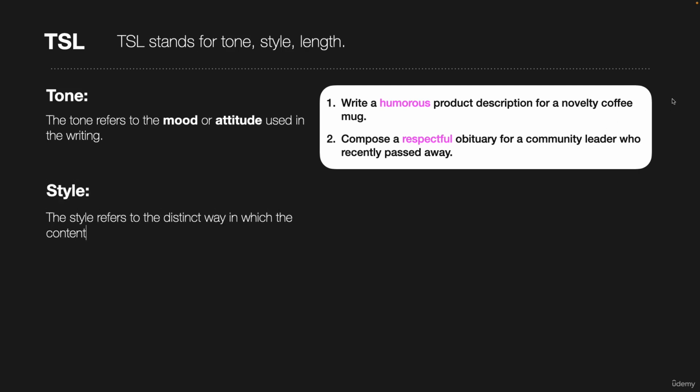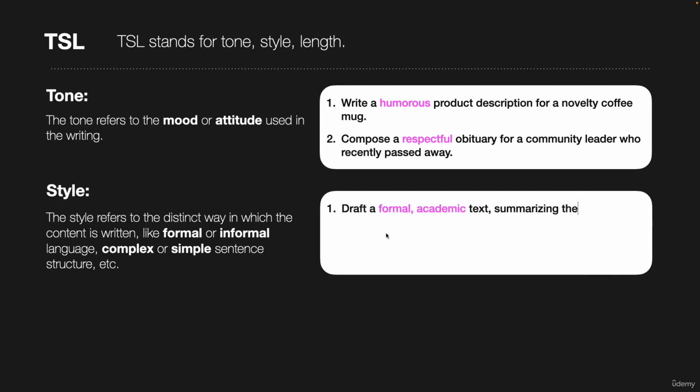So the style refers to the distinct way in which the content is written. For example, formal or informal, complex or simple, okay? So more or less when we say a style, we're talking about the structure of the sentence, okay? And this can have a huge impact on the response that ChatGPT provides us based on the situation that we have. Let's look at some examples.